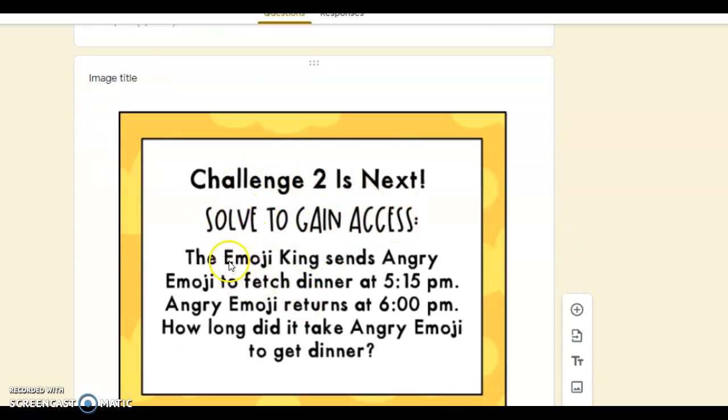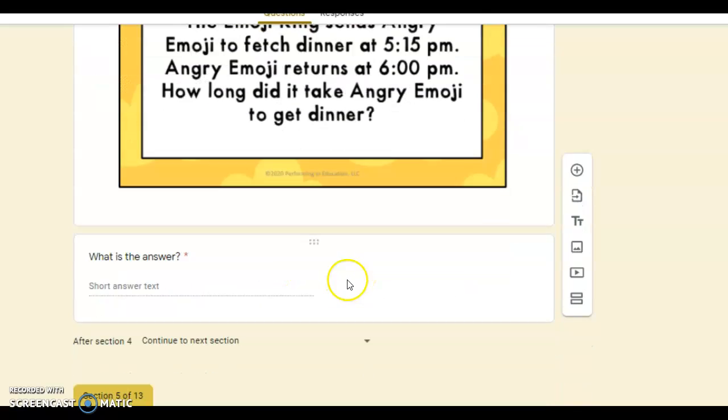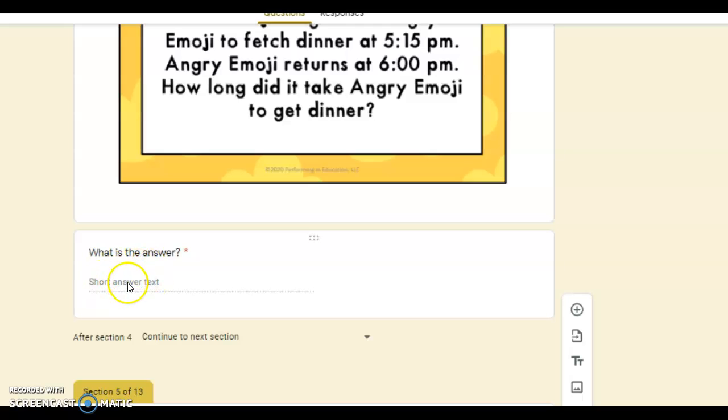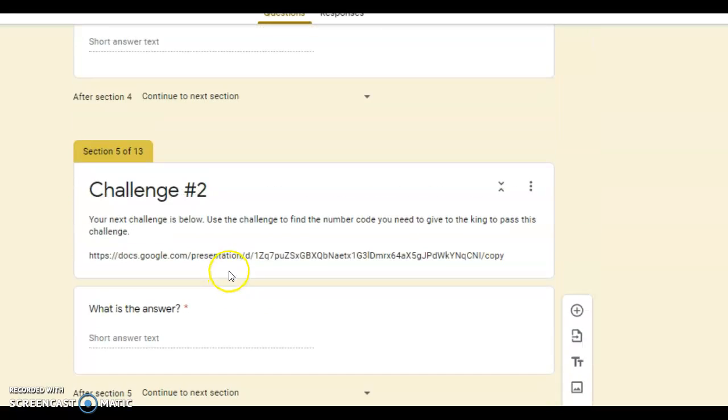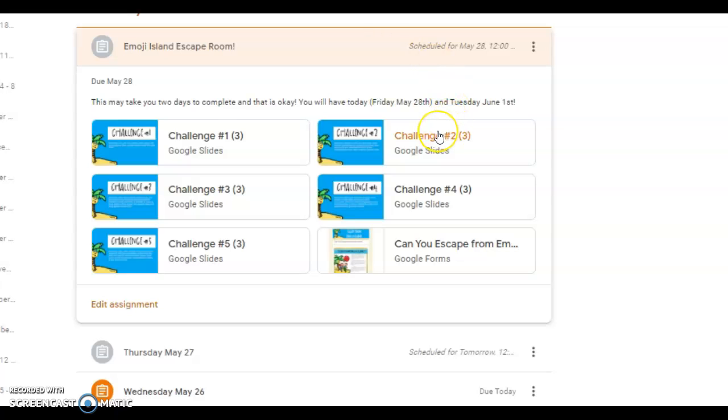Solve to gain access. The Emoji King sends Angry Emoji to fetch dinner at 5:15 p.m. Angry Emoji returns at 6 p.m. How long did it take for Angry Emoji to get dinner? You're going to type your answer. Okay, it's a specific number of minutes. When you get that answer, it takes you to challenge number 2. Okay, so I'm going to go back to, then I'm going to go to challenge number 2.